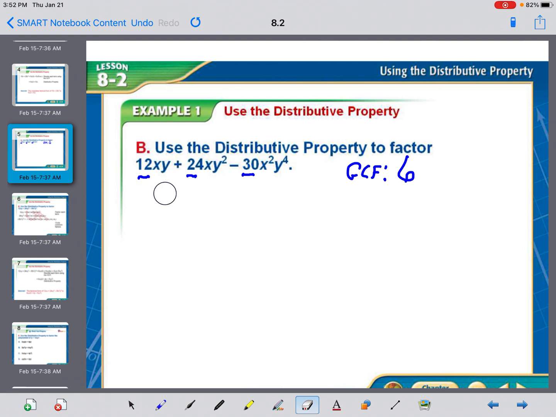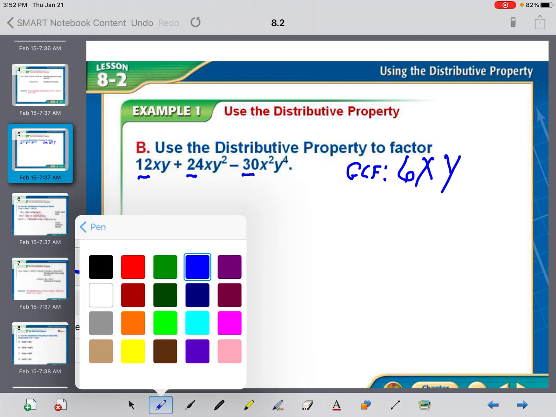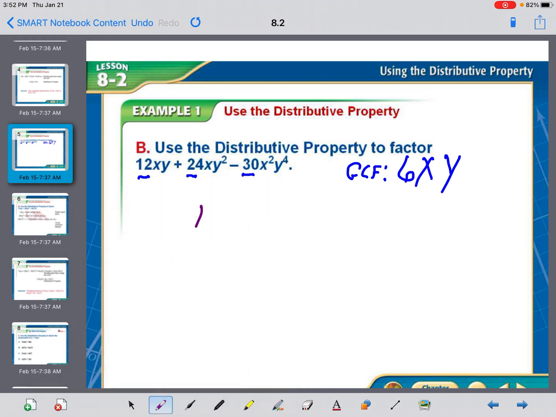You know, 12 and 24, it would be 12. 12 will go into both of them, but it won't go into 30, not evenly. 6 is the largest thing going into all of them. Then we look at the variables, because that was the numeric piece. Do they have an x in common? The answer is yes. Where's it found the least? X to the first. Do they have a y in common? The answer is yes. Where's it found the least? The answer is y to the first. So the GCF is that.